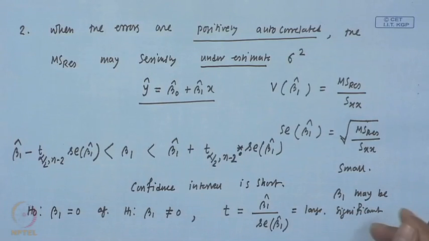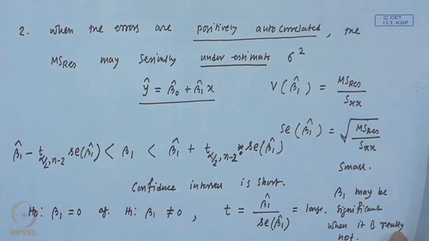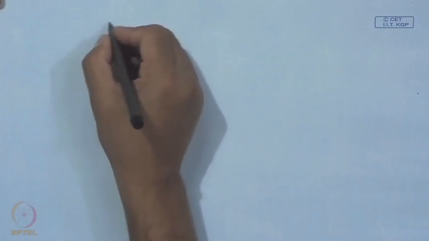So, you will get the result that beta 1 is significant when it is really not, okay, because of the positive autocorrelation in the data. Okay, so, these are the effects of autocorrelation. Now, let me talk about how to detect autocorrelation.